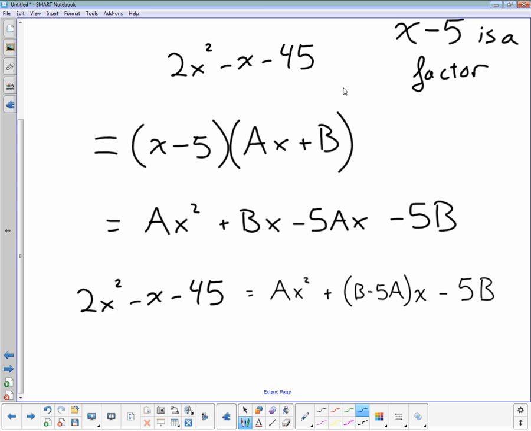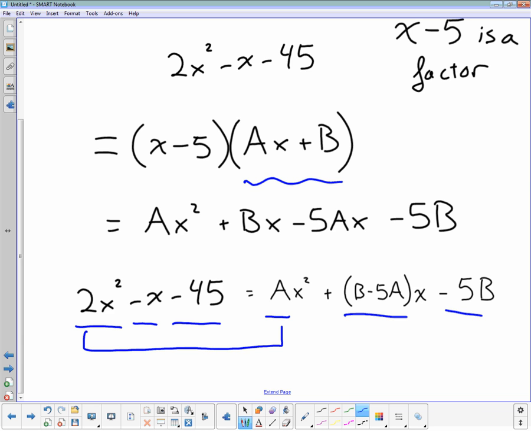Now, if I look at this term by term, I've got a quadratic term, an x squared. I've got a coefficient of -1 in front of my linear term. And my constant is a -45. I've also got a quadratic coefficient, a linear coefficient, and a constant. If this thing really is a factor, whatever ax plus b is, that means that this and that must be the same thing.